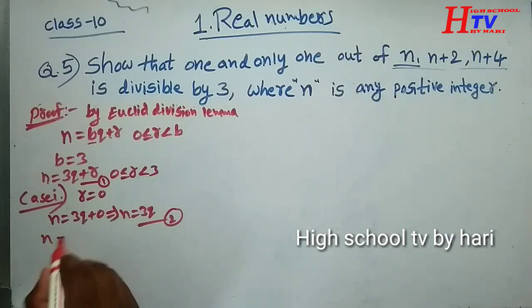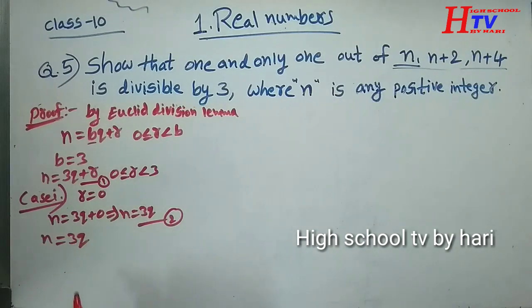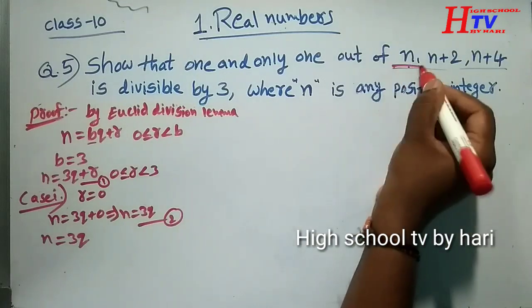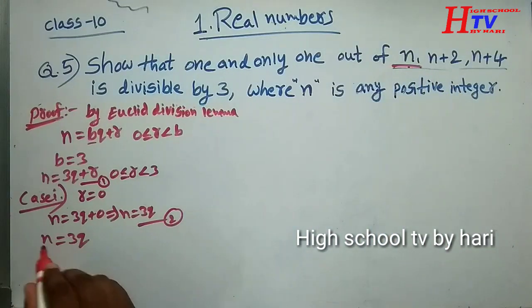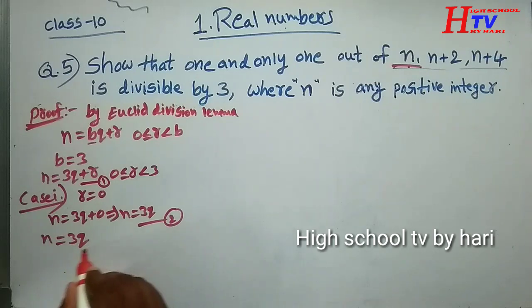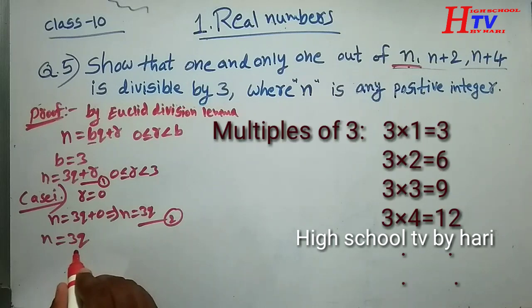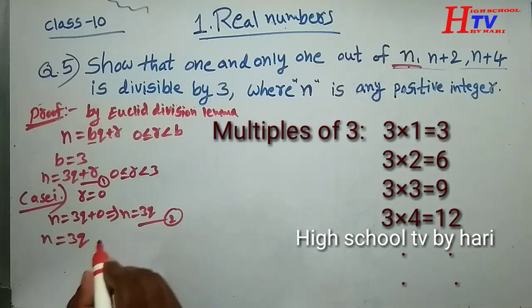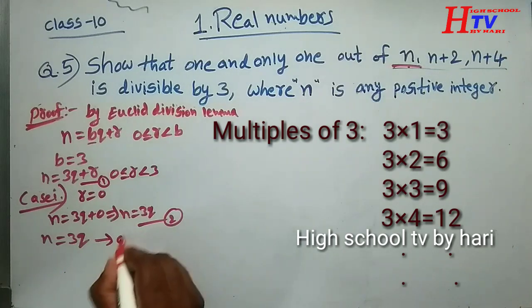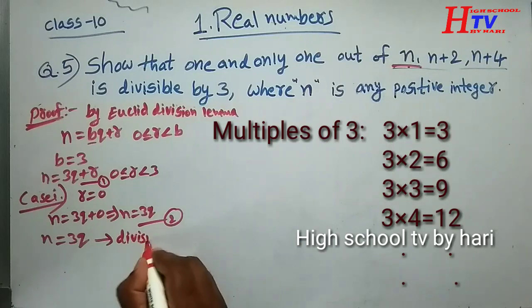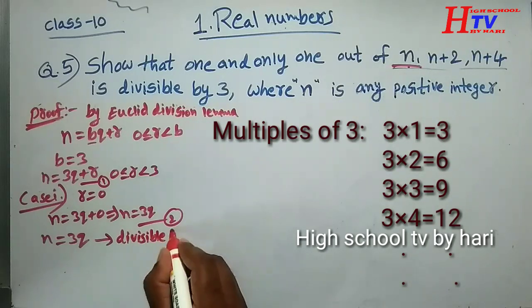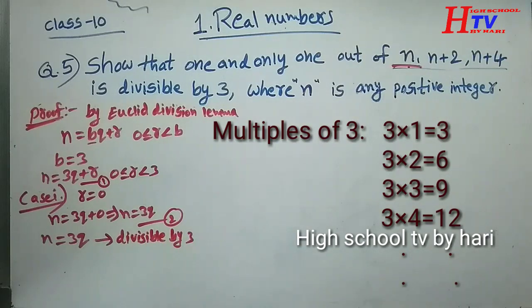I am taking this value n equals 3q. This is the n value. Here n equals 3 into q. It is a multiple of 3. Multiples of 3 are always divisible by 3. So it is divisible by 3.